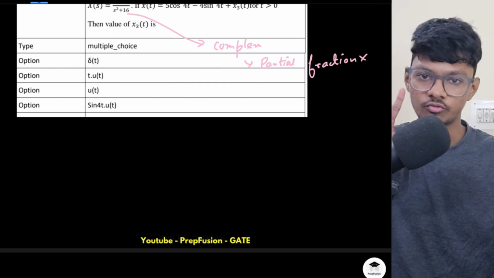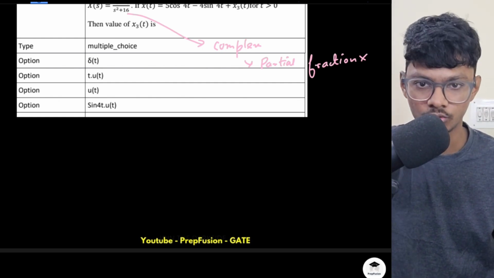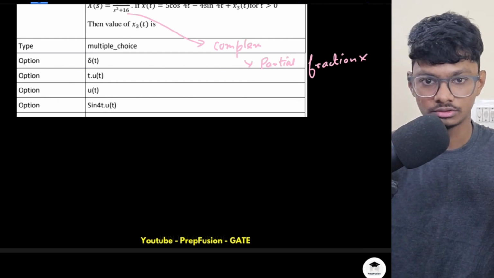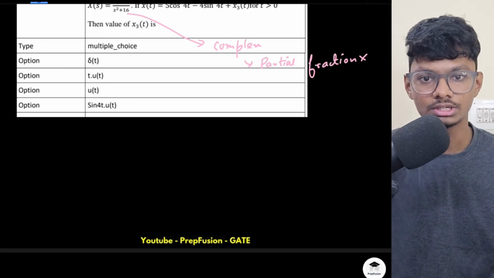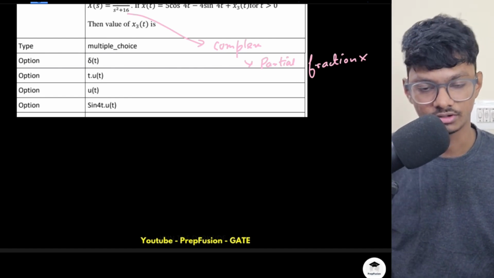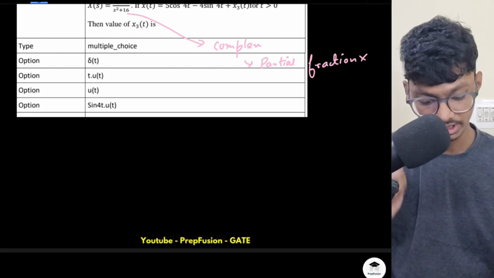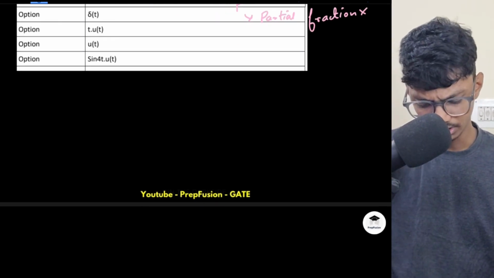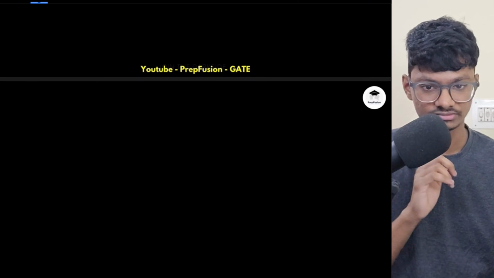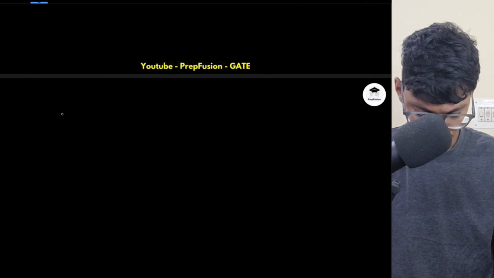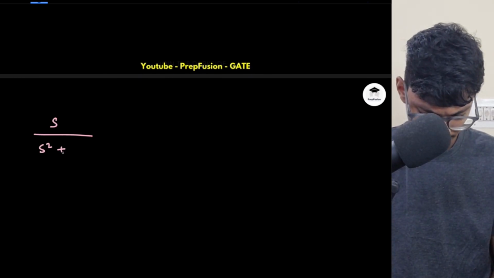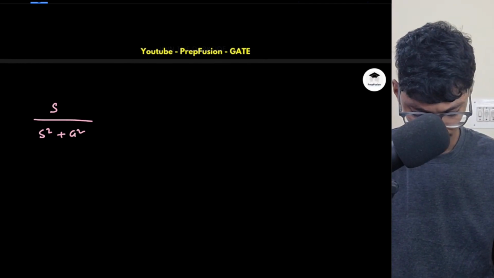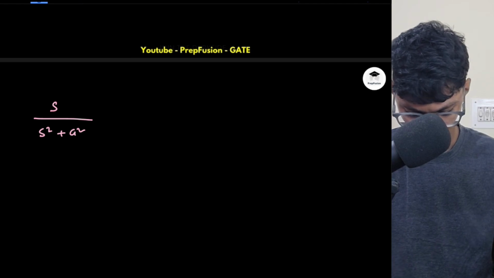Two formulas you know for Laplace transforms. If you don't know, search for control systems by PrepFusion and watch the basics of control system, chapter 1. There you can watch the Laplace transform of s over s square plus a square, and the Laplace inverse. Just hold on.